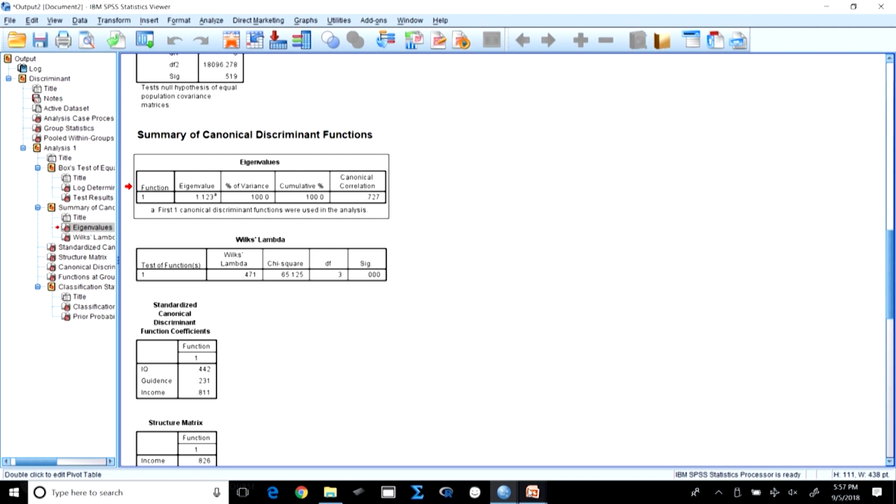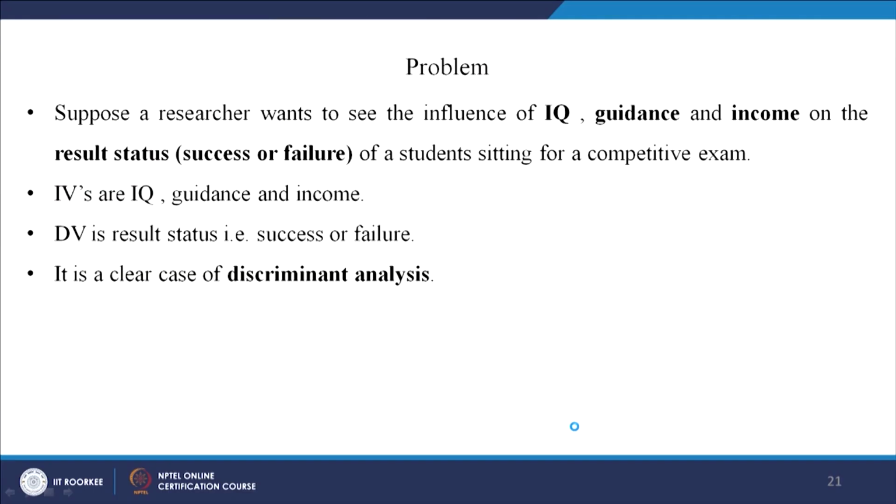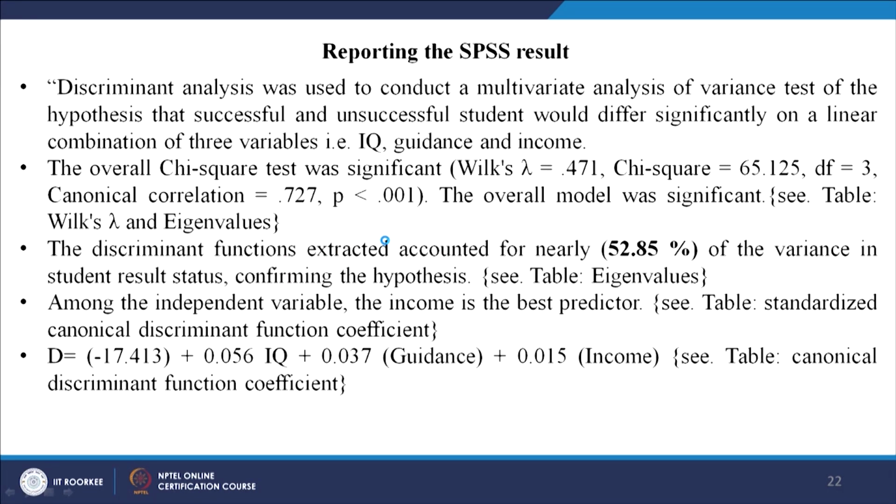I put these values there, I will show you. Let us go back to the problem. A researcher wants to see the influence of IQ, guidance and income on the result status, success or failure, of students. IVs are given, DV is given, success or failure. Now, how do I report?